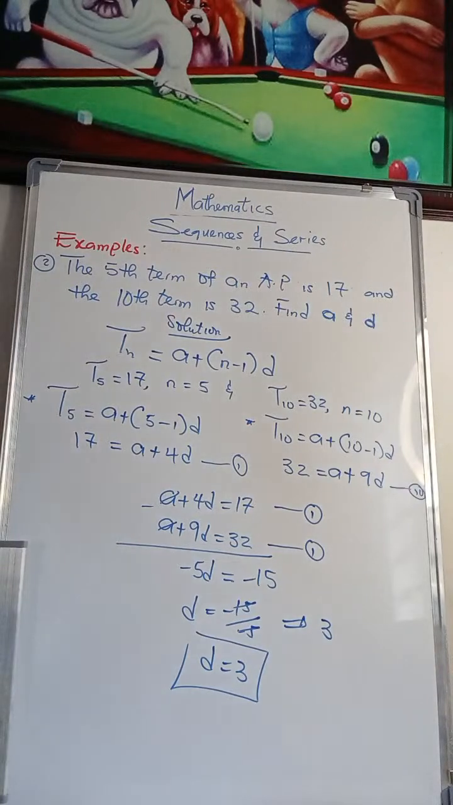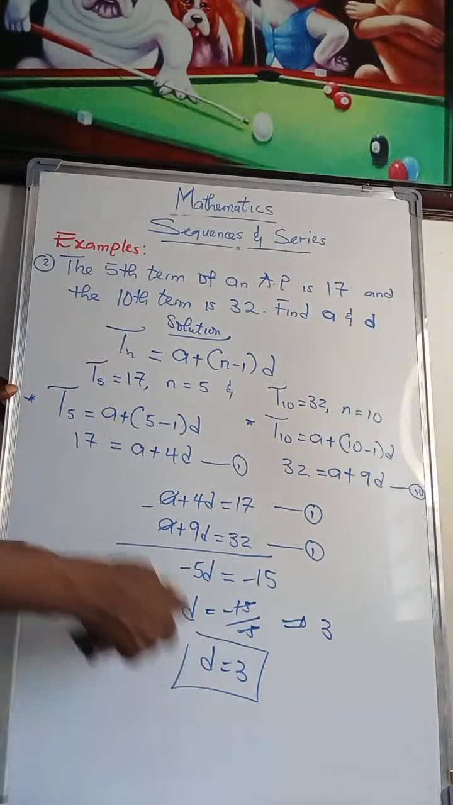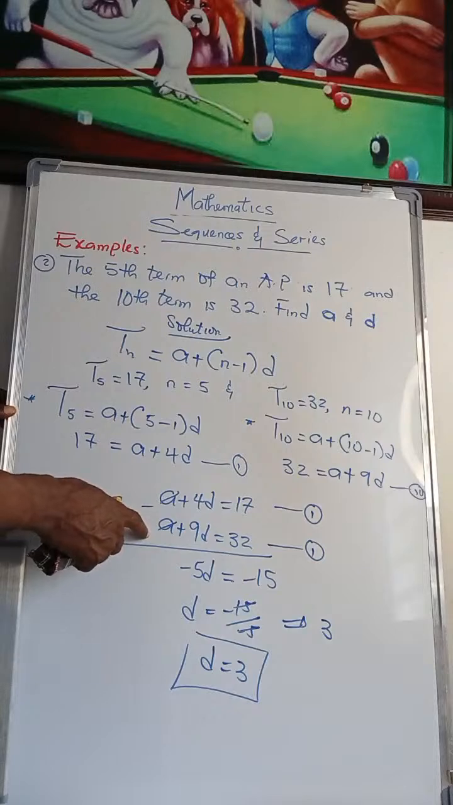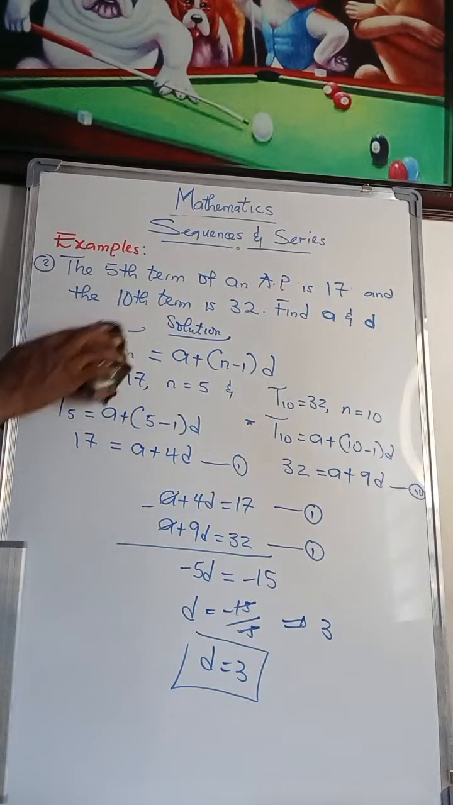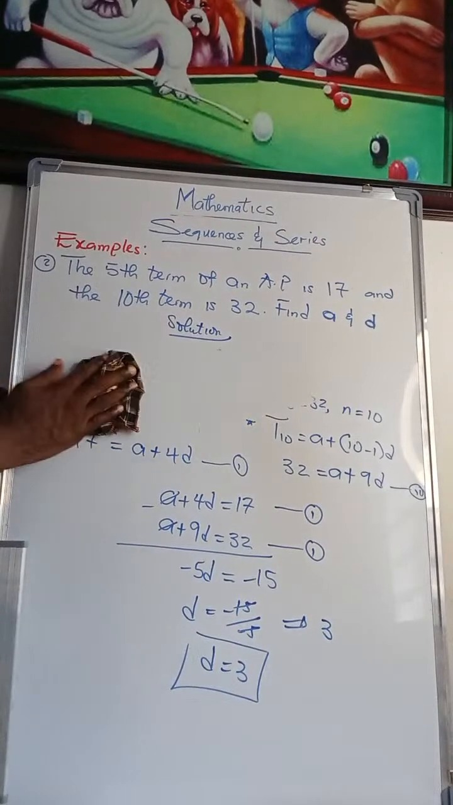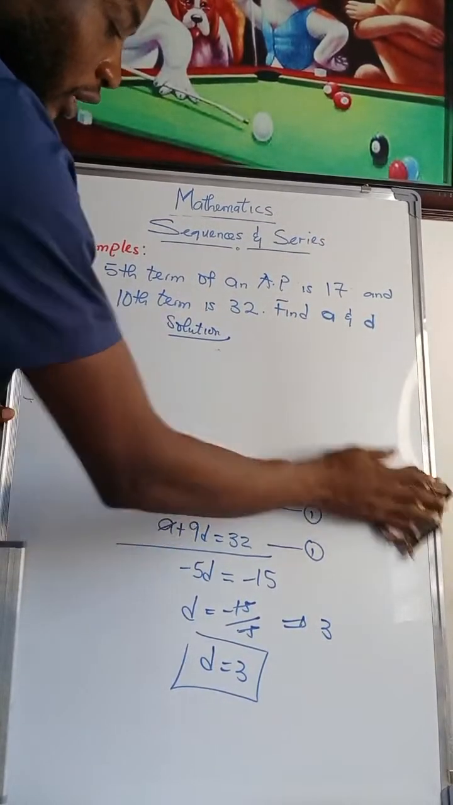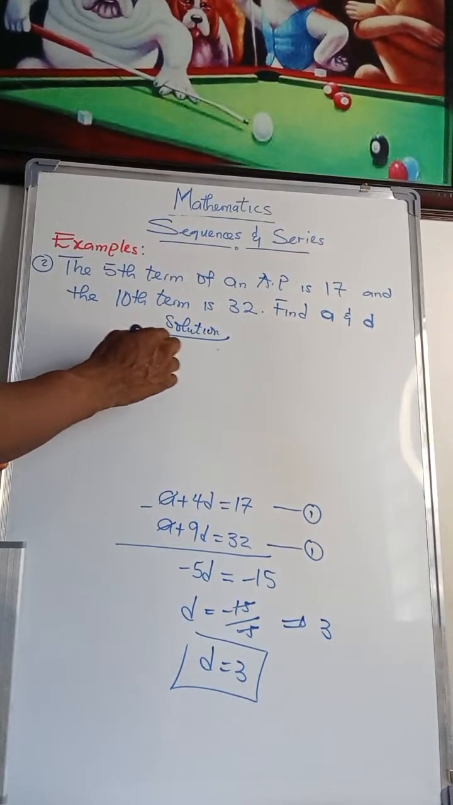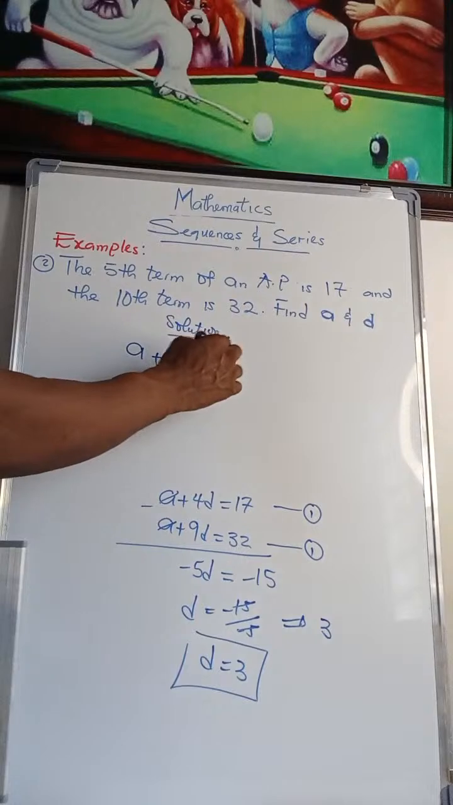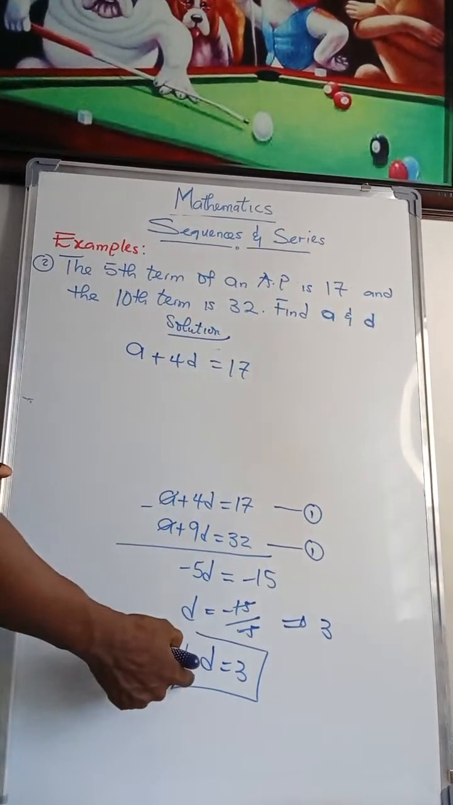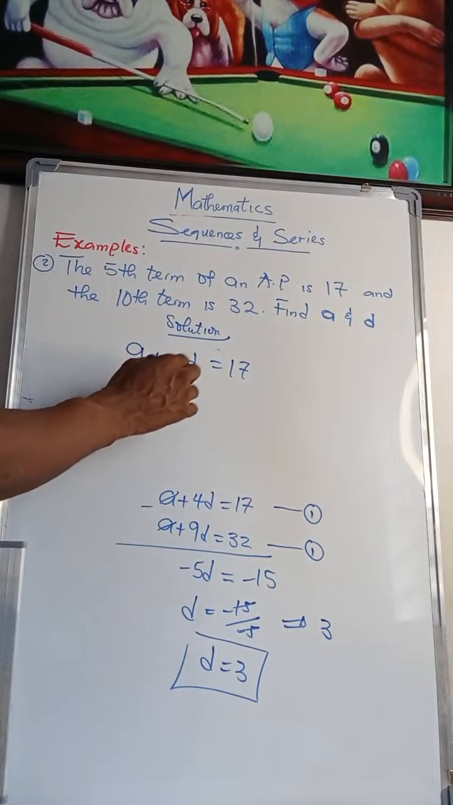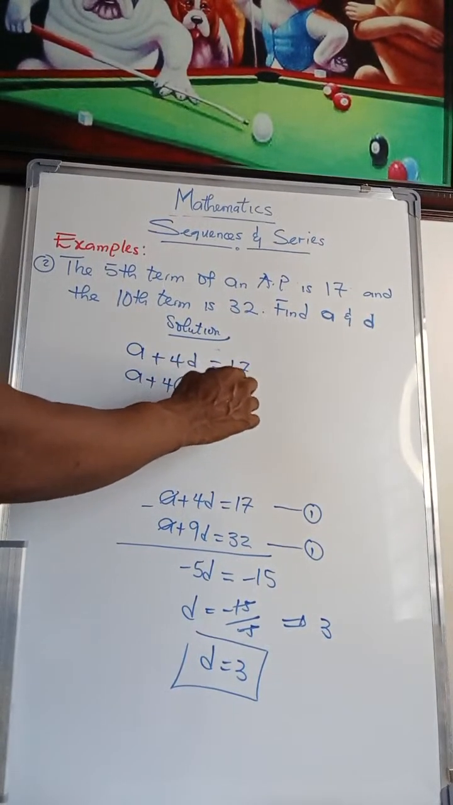All right, so let's find our A. Now I'm going to clean this. Our D is 3. So we can use either equation 1 or equation 2 to find our A. Let's go for equation 1. Equation 1 says that A plus 4D equals 17, and our D is 3. Since anywhere we see D, we write 3, we have A plus 4 times 3 equals 17.